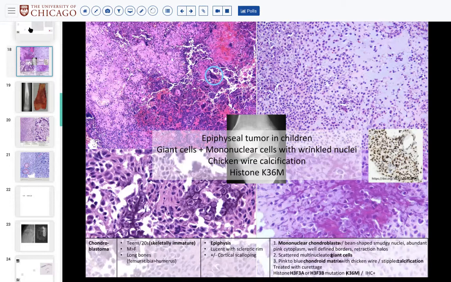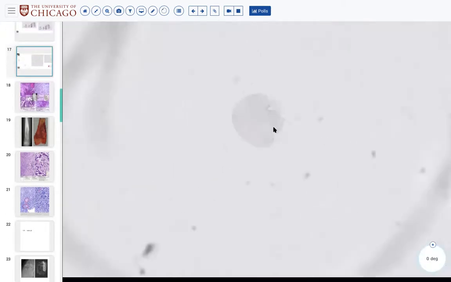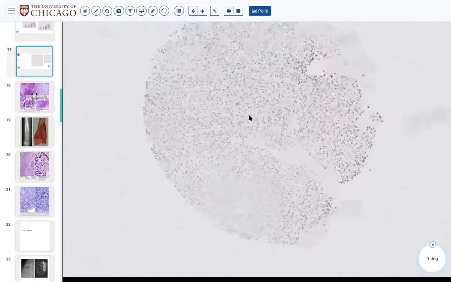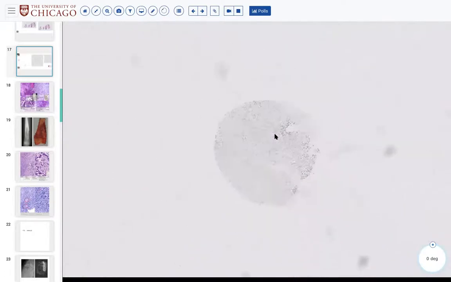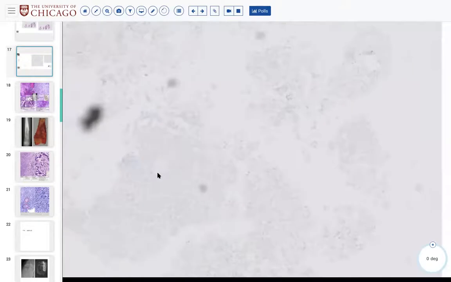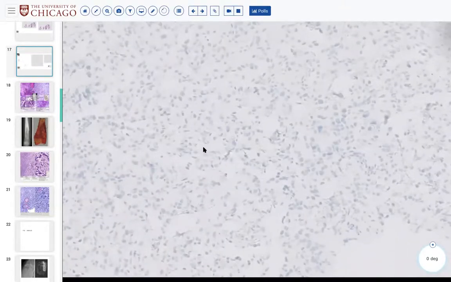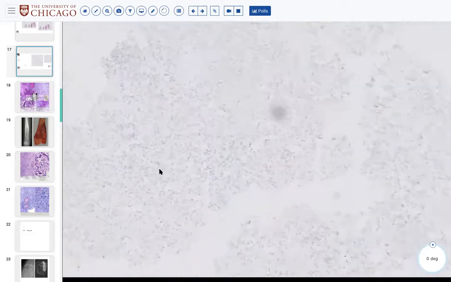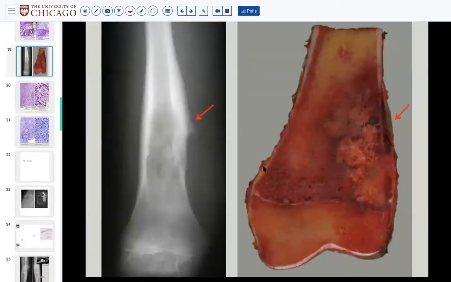And so we did the histone K36M mutation, which is a send out to Mayo on the actual live case. All right, so this is the positive control plug, showing you nuclear reactivity. And this is the patient's tissue. So we've successfully confirmed that the clinical suspicion of chondroblastoma is not in fact the case, and we've more correctly made a diagnosis of osteosarcoma.